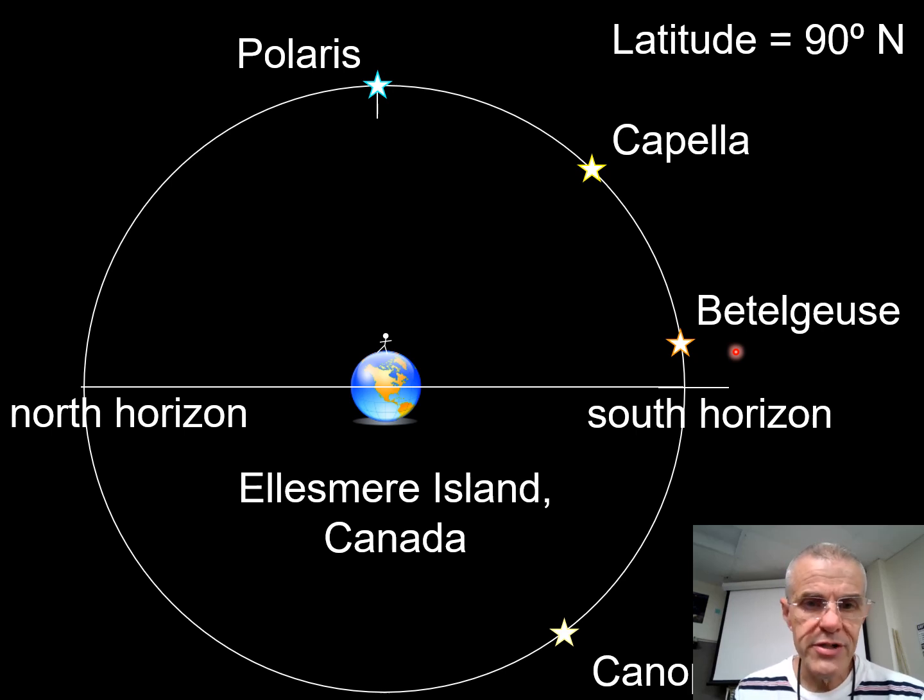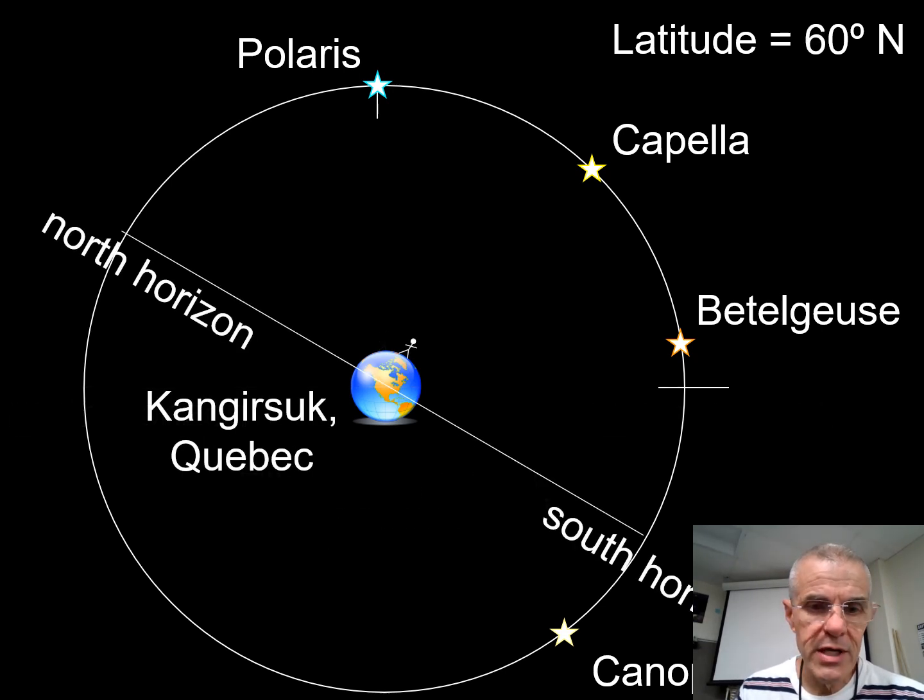If you were at latitude 90 degrees, you look straight up and see Polaris. Betelgeuse would be low in your sky near the horizon. Capella would be pretty high. But now let's change locations. Here I am in Quebec at a latitude of 60 degrees north. Betelgeuse is now higher in the sky. Polaris is lower in the sky, closer to the horizon. Polaris would have an altitude of 60 degrees. Capella would be nearly straight overhead. Capella has a declination kind of close to 60 degrees.